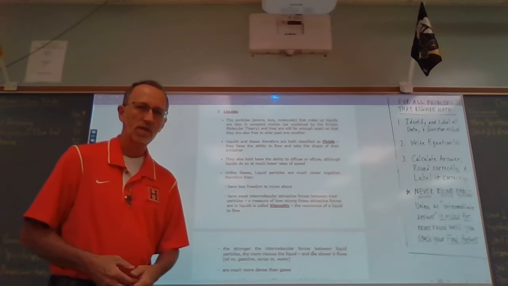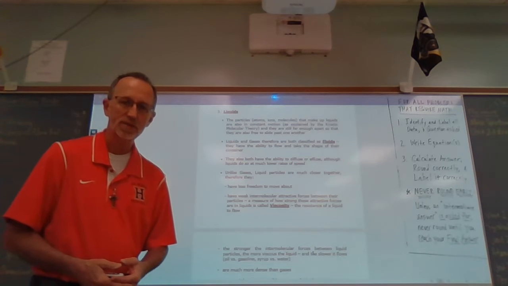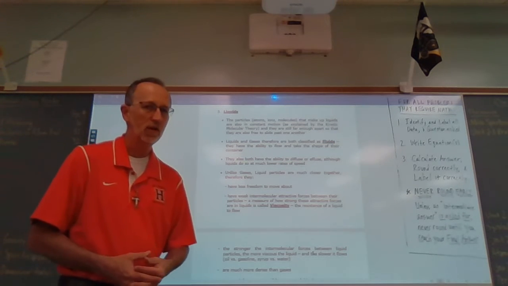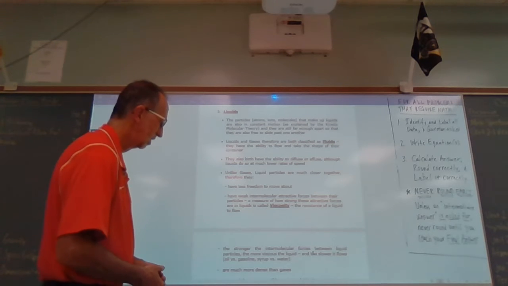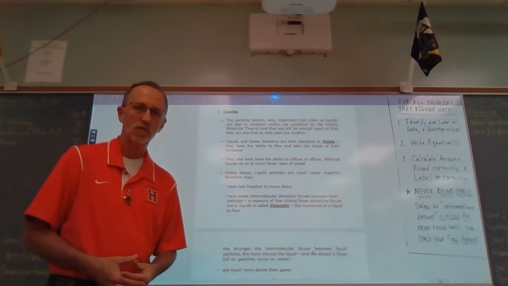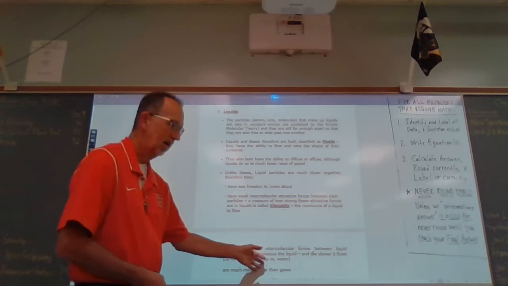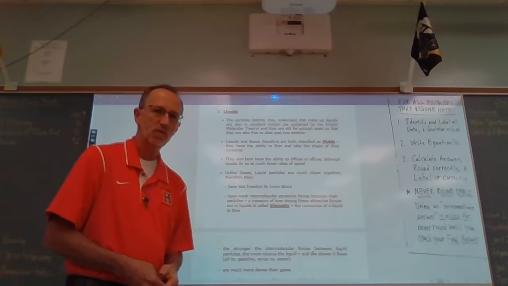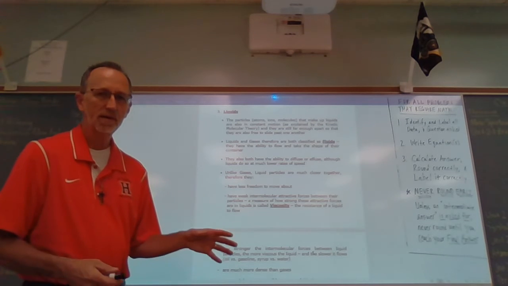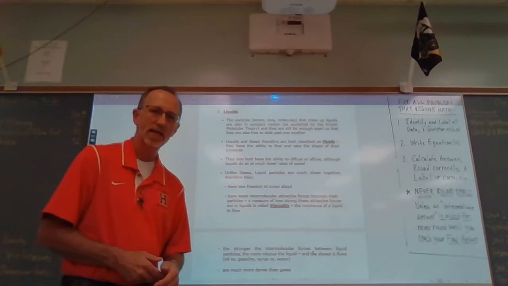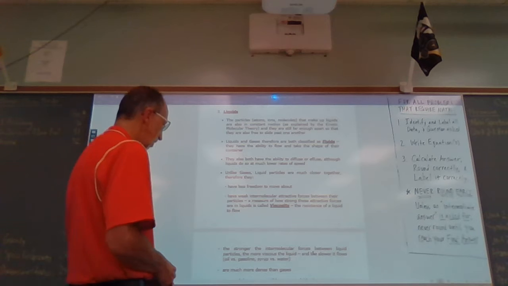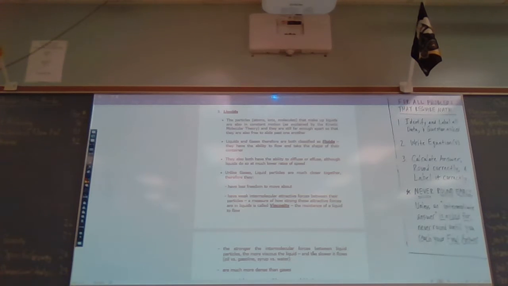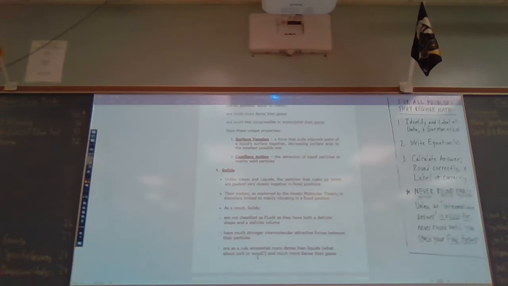Think about oil versus gasoline in regards to flow. Right? Oil doesn't flow nearly as freely as gasoline. Well, that's because the intermolecular forces in oil are stronger. Same goes with maple syrup versus water. Right? The stronger those forces are, the more resistant to flow it is, or the more highly viscous the liquid is. So liquids are much more dense than gases. The particles are a lot closer together.